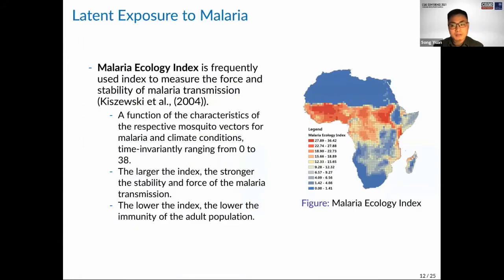The malaria intensity measure we use is the so-called malaria ecology index. This is a function of the characteristics of the mosquito vector and also the climate conditions. In Africa, this is a time-invariant indicator ranging from 0 to 38. Basically, the larger the index, the stronger the stability of malaria. If the index is lower, it means the force of malaria transmission is lower, and at the same time the people there have lower immunity to malaria.